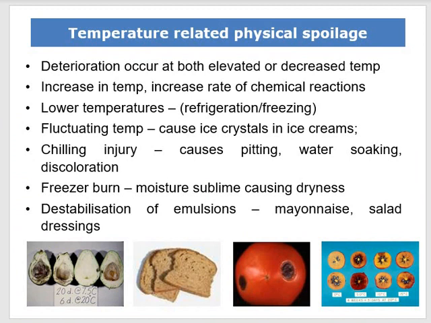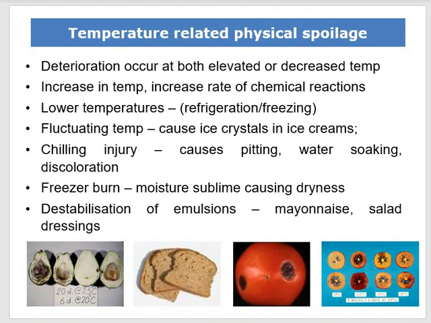at those temperatures. One of the most important causes of physical spoilage would be when the temperatures are fluctuating. When temperatures are fluctuating, ice crystals form in ice cream, and then it forms that grainy texture. It's not nice, so it causes ice crystals and things like freezing. Slow freezing will then also lead to that.